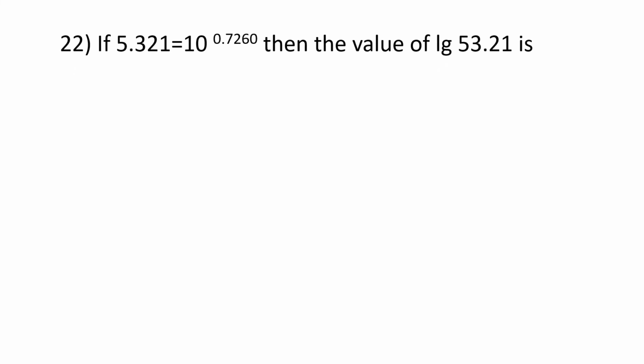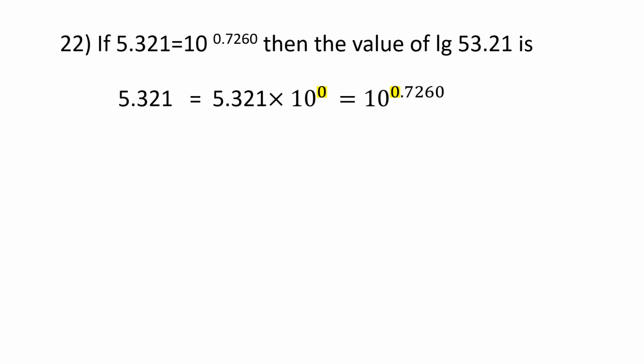Now question number 22. If 5.321 equals 10 to the power 0.7260, then find the value of lg 53.21. Here, 5.321 can be written as 5.321 multiplied by 10 to the power 0 in scientific notation, and also 5.321 can be written as 10 to the power 0.7260 as a power of 10. It is given to you.